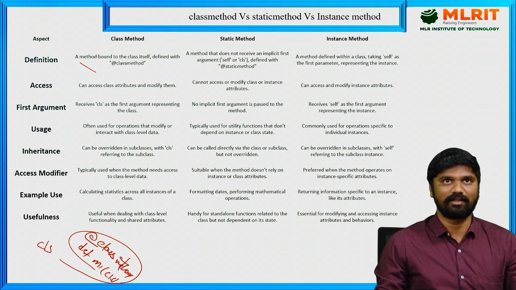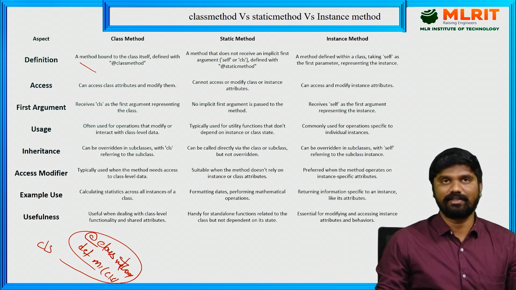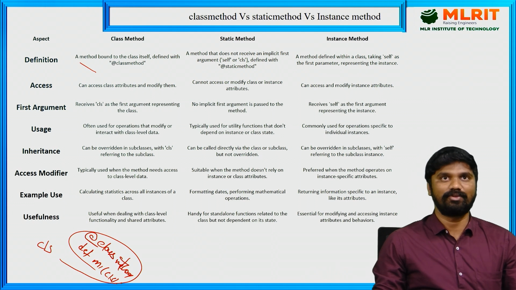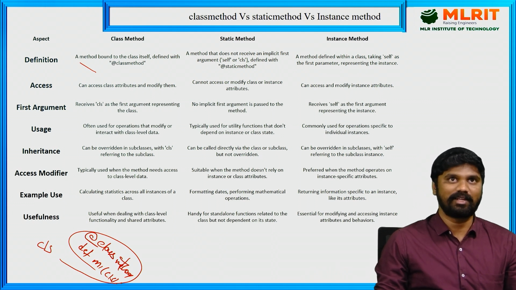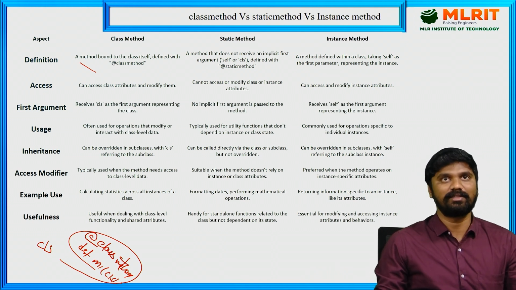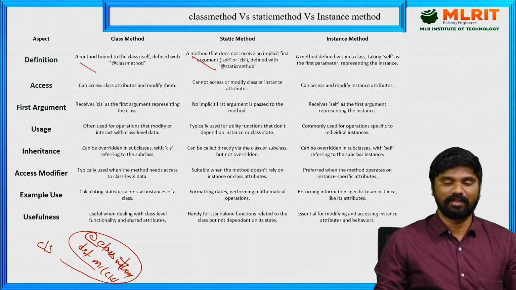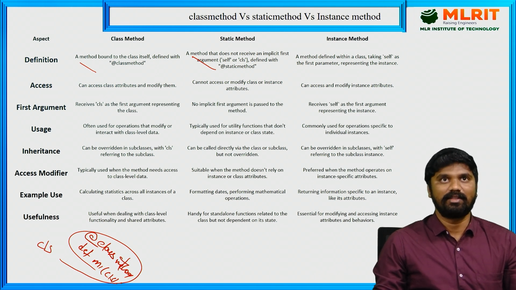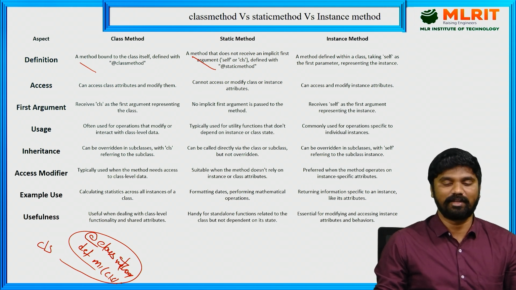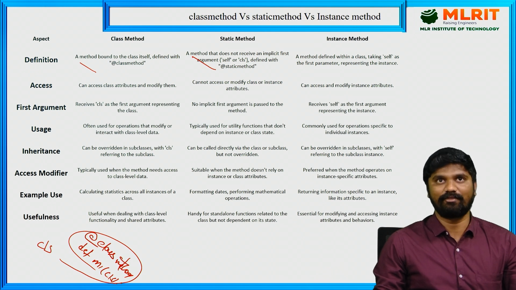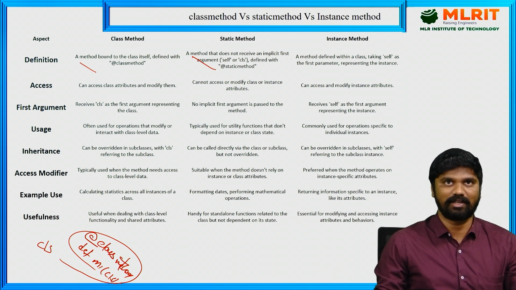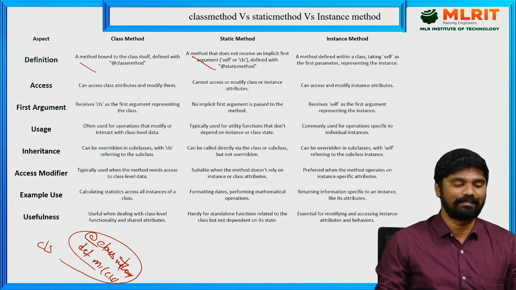Next, static method. If you want to define a static method, then you have to use the @staticmethod decorator, and there is no need to pass any argument into the static method. Next, instance method. Whenever you define an instance method, there is no need to use decorators, but there is a parameter, the self parameter. You have to pass that self parameter as the first parameter into the instance method.